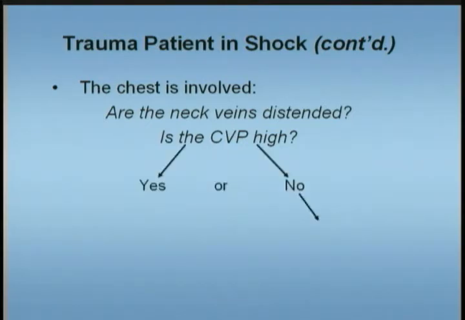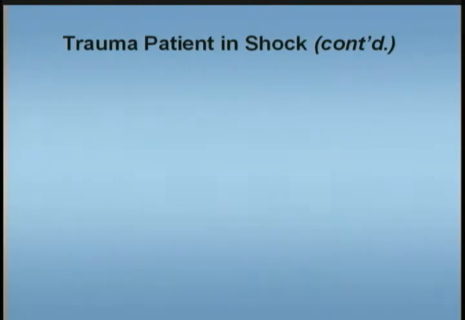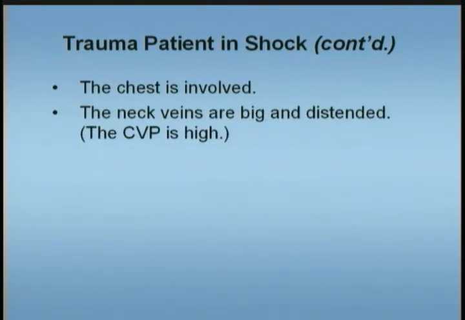Because if the answer is no, then regardless of the fact that the chest was involved, the diagnosis remains bleeding. Because had it been pericardial tamponade or tension pneumothorax, the neck veins would have been distended, the CVP would have been high. But on the other hand, if you have a trauma patient in shock on whom the chest is involved and the neck veins are big and distended or the CVP is high, now you realize that the diagnosis is either going to be pericardial tamponade or tension pneumothorax.